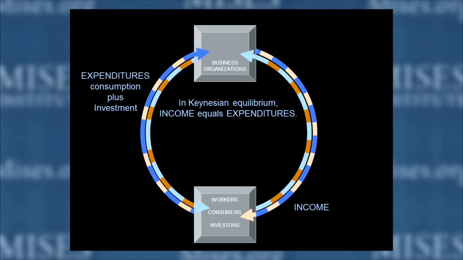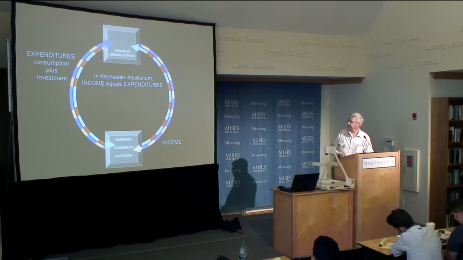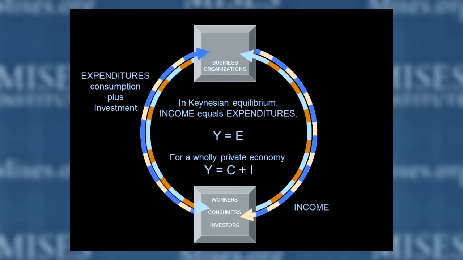The Keynesian equilibrium condition, as you have learned in school, is that income equals expenditures. In other words, the circulating that goes on in the right half has to equal the circulating that goes on in the left half. Otherwise, you have disequilibrium. The equilibrium condition is income equals expenditures. And for a wholly private economy, the income has to equal consumption expenditures plus investment expenditures. We could add government spending, but I'm leaving that off in this particular PowerPoint. So you have a wholly private economy, Y equals C plus I, okay?